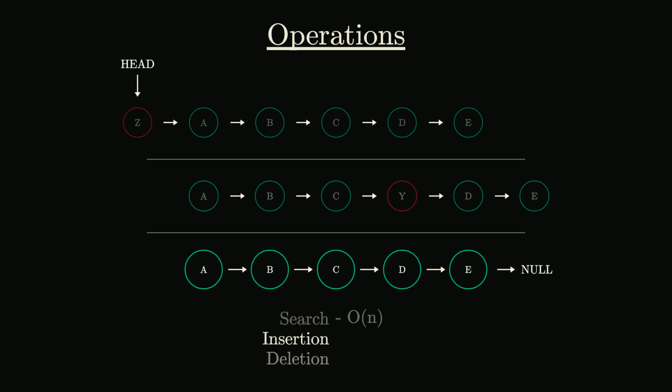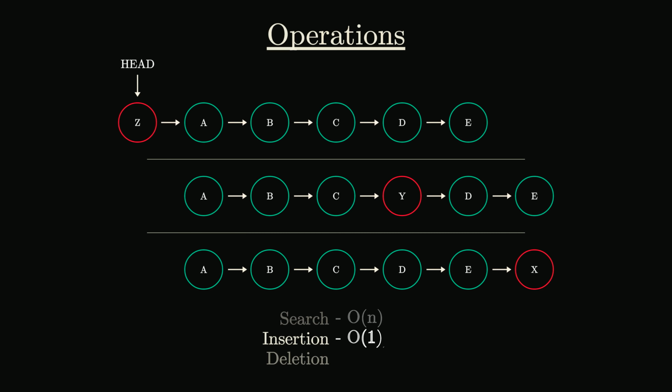Insertion at the end is relatively straightforward. Iterate through the list until the end node is reached. Create the new node. Then, connect the next pointer of the last node from null to the newly formed node. This incorporates the new node as the last node of the linked list.